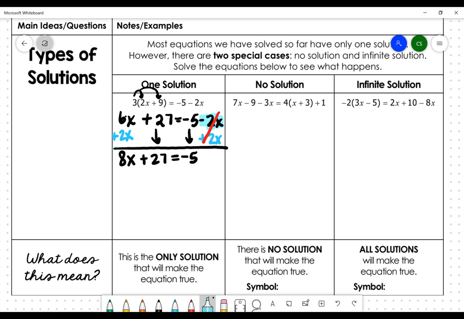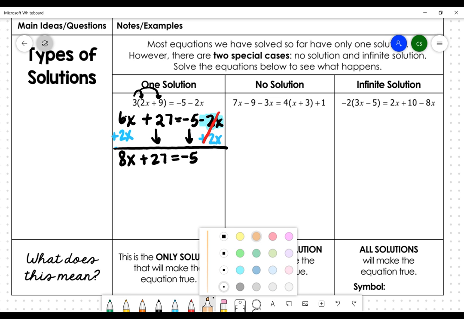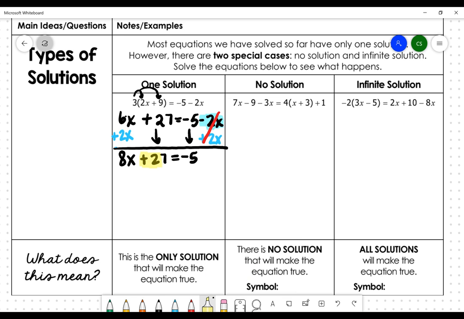Well, now I need to get this positive 27 on the side with the constant because I don't want it over here with my variable. The only way I can do that is by doing the inverse. The opposite of adding 27 is subtracting 27. And if I subtract 27 from one side, I must subtract 27 from the other side.